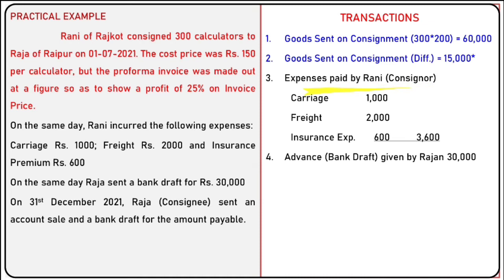Expenses paid by Rani, consigner na expenses, total 3600, carriage 1000, freight 2000, insurance 600. Total expenses paid by consigner 3600. Advance given by Raja, that is 30,000.